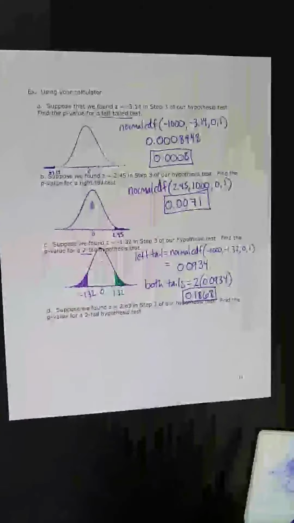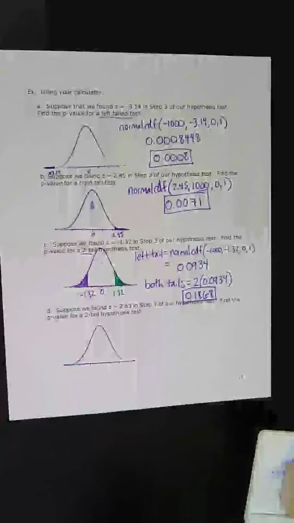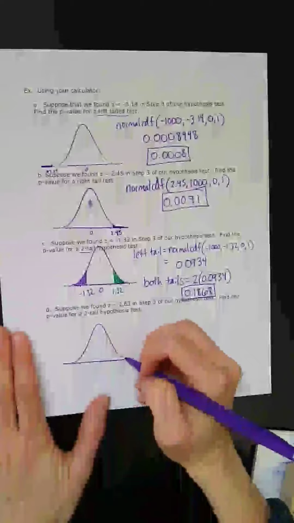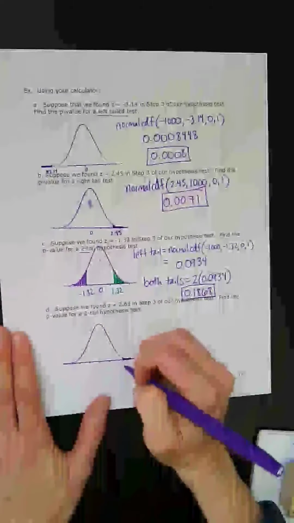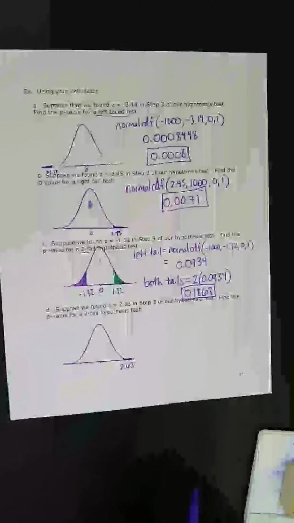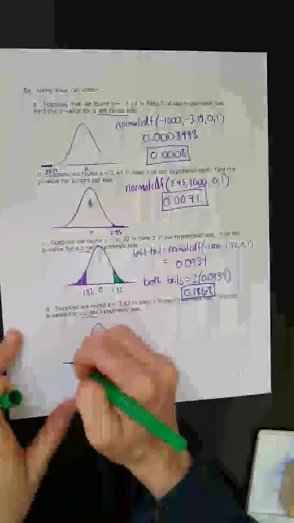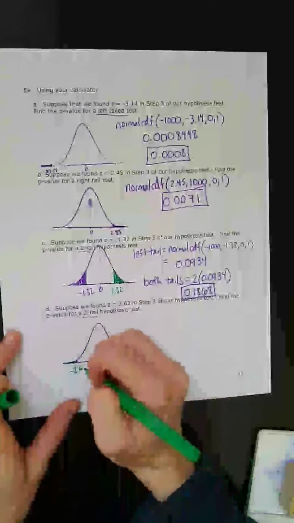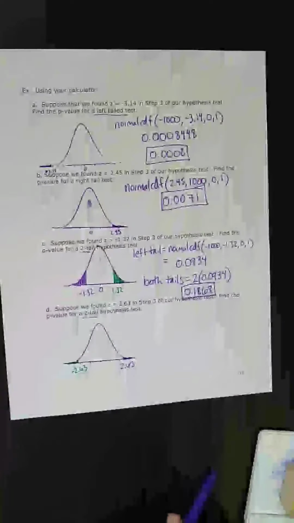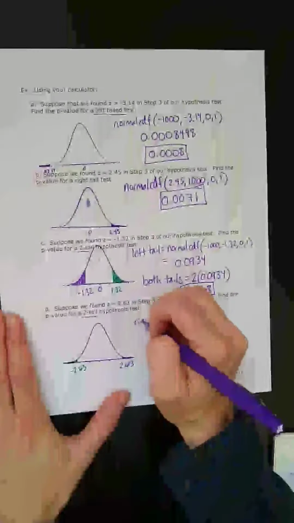And what about this? Suppose we found z equals 2.63. You could practice this one and pause and come back to the video because it's very similar to part C, right? So this time the z they gave me was 2.63. Pretty small tail, looking more like parts B and A, but it is a 2-tail test. So I also have negative 2.63. So I can do either one, and then I can double it. They gave me a positive 2.63, so I'll work out the right tail.